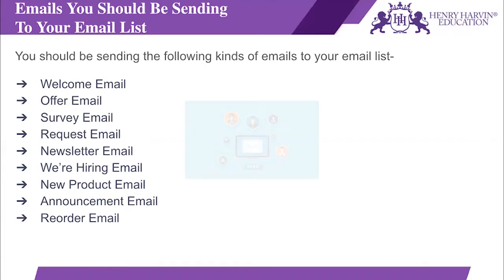Hiring email, wherein you're telling someone who has previously applied to your organization that you're hiring again. So it's an opportunity for that person to apply again. New product email, when you have suppliers or customers whom you need to inform about the launch of new products, that is where this email is used. Announcement emails, wherein you're announcing good things to the people around. Last one, reorder email, wherein I have ordered something but I wish to reorder the same.